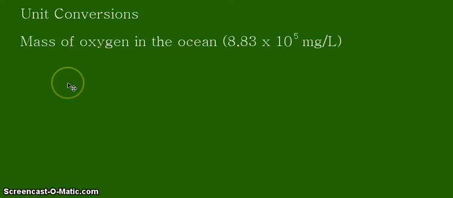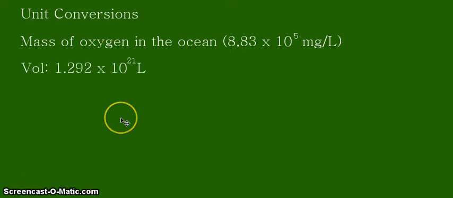Now, this video is a follow-up on our previous videos on unit conversions about the seawater. In this video we are trying to calculate the mass of oxygen in the ocean itself, knowing that the concentration of oxygen in our ocean is 8.83 times 10 to the power positive 5 milligrams per liter, or that is parts per million. So from this value, we will try to calculate the mass of our oxygen in the ocean.